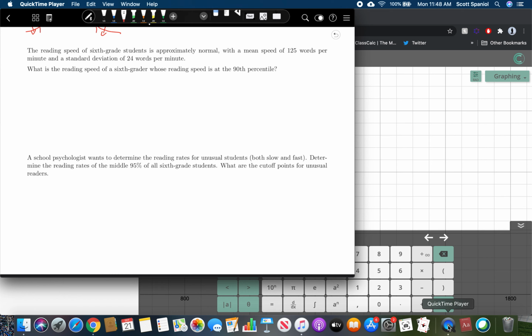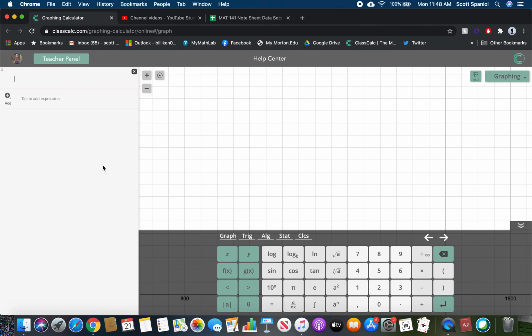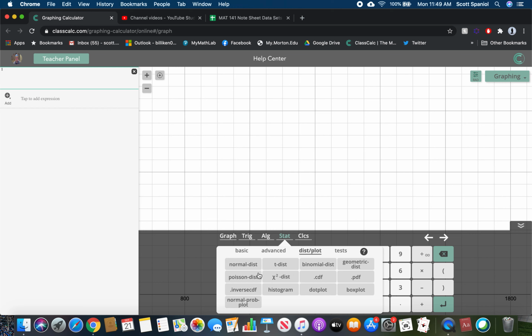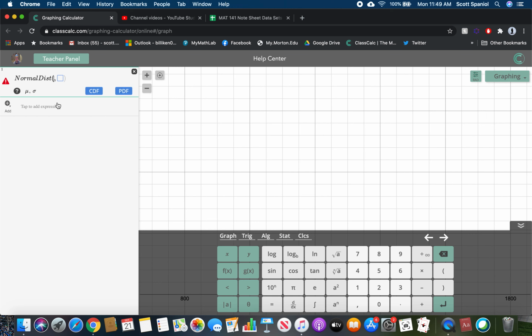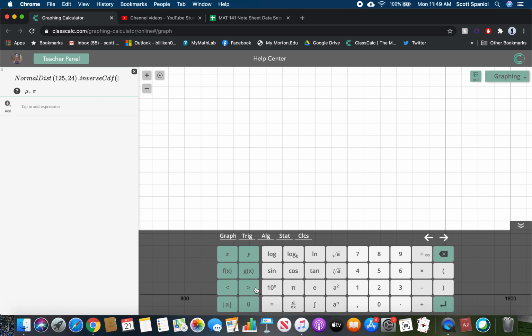Okay, so now that you've had a chance to try them, what is the reading speed of 6th graders whose reading speed is at the 90th percentile? Well, we can get rid of what we have here, and we can put in a new normal distribution with a mean of 125 and a standard deviation of 24. And then we can do our inverse CDF, right? So distribution plot, inverse CDF, and put in our mean. In this case, we're doing the 90th percentile, so that would be area to the left is 0.9. So the 90th percentile is 155.8, which is 156 when we round.